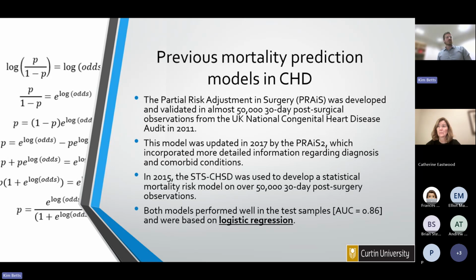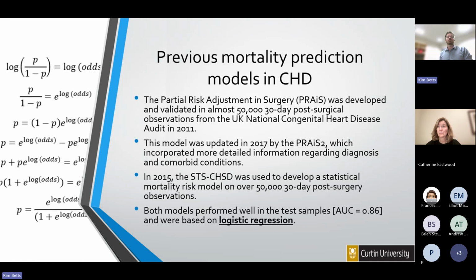The PRAISE model was updated in 2017, where they decided they wanted to include more risk factors. So initially they used mostly procedures and diagnostic information, then they thought we should use more risk factors. And then in 2015, the STS-CHSD developed another model using the combined North American and European data.